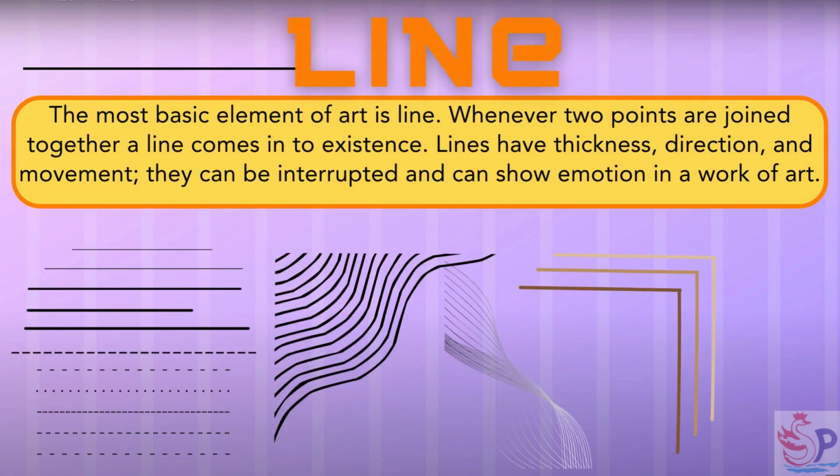Line. The most basic element of art is line. Whenever two points are joined together, a line comes into existence. Lines have thickness, direction, and movement. They can be interrupted and can show emotion in a work of art.